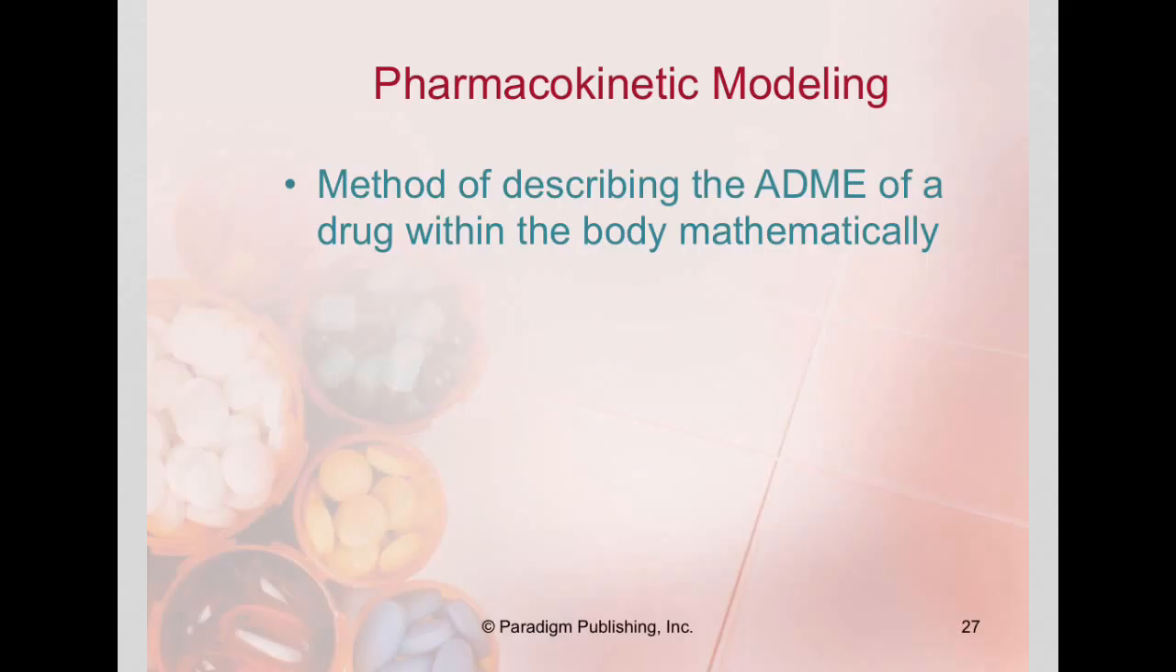This slide is basically just telling you the definition of pharmacokinetic modeling, which is the method of describing the absorption, distribution, metabolism, and elimination of a drug within the body mathematically. It's basically talking about the 0 order process, the 1st order, and the half-life. So make sure you look over those and know those definitions and what half-life is, just meaning like what is the hour where half of the drug is gone from the body? How long is it before half of the drug is gone?